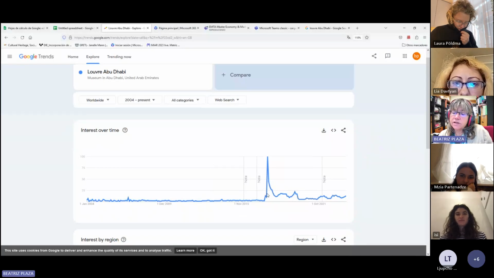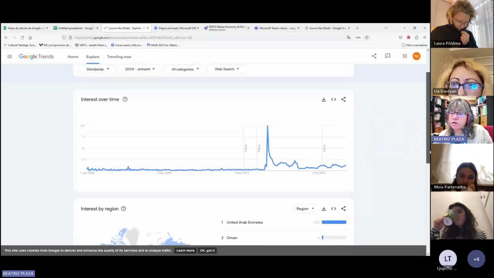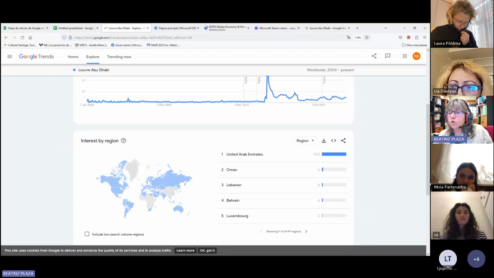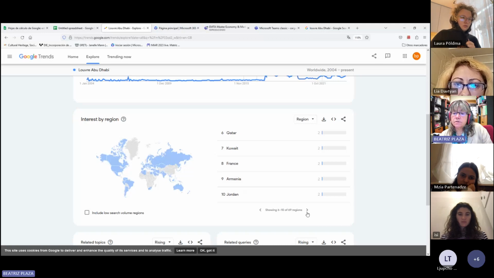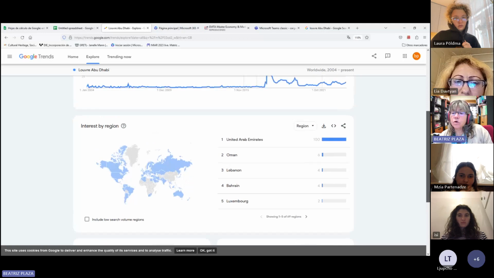The inauguration was in 2017, November. Now we want to get to know where they are Googling from. They are Googling from the Emirates, United Arab Emirates, so this makes sense. Oman is very close, Lebanon, Bahrain, Luxembourg, Qatar, Armenia, Jordan, Switzerland, Syria, Saudi Arabia, Tunisia. So more or less you can see where they are Googling from.